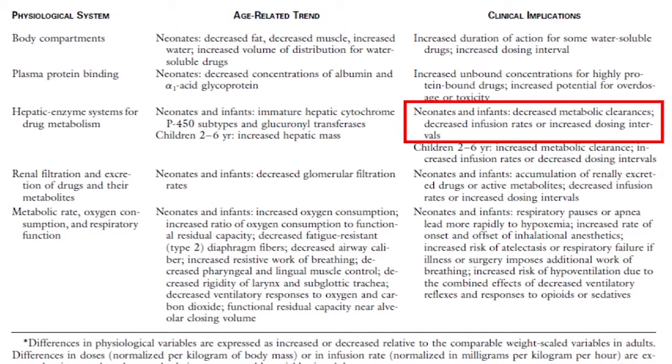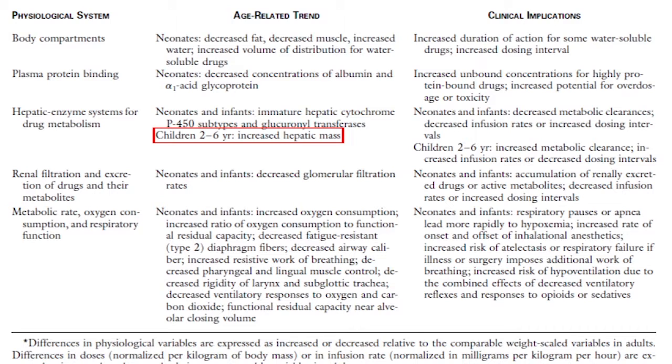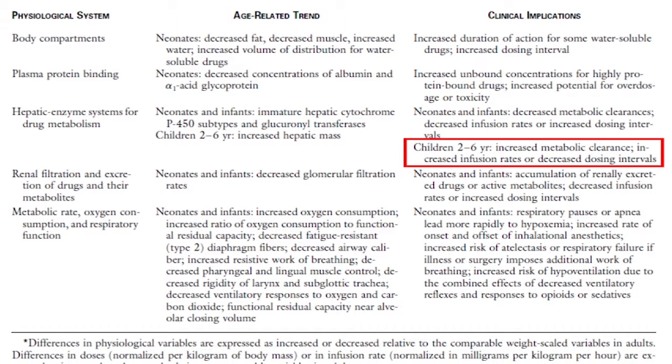In contrast, children 2 to 6 years old have an increased hepatic mass for their body size. This group of patients tends to have an increased metabolic clearance and thus increased infusion rates or decreased dosing intervals. That is, giving medications more frequently may be required in order to achieve appropriate pain relief.